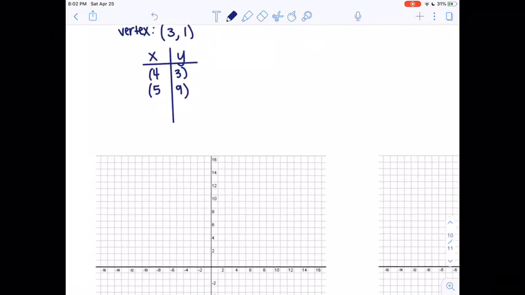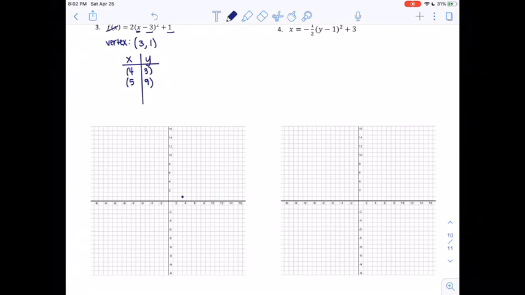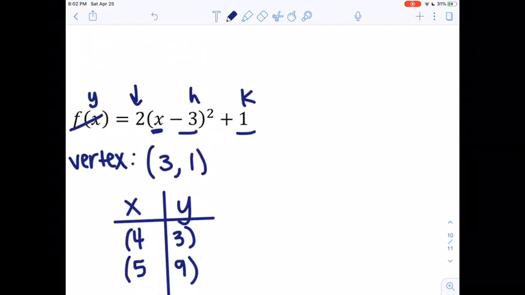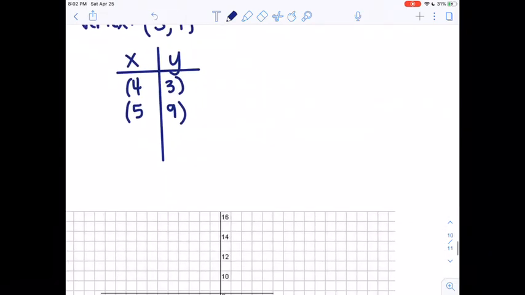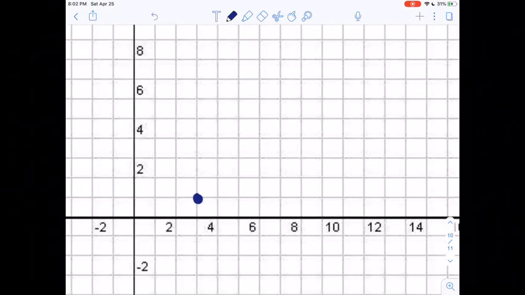Okay, so I'm going to plot these 3 points. So 3, 1. And notice A is positive, so I should have a parabola going upwards. Then I have 4, 3 is my next point. And then 5, 9. 1, 2, 3, 4, 5, 6, 7, 8, 9.